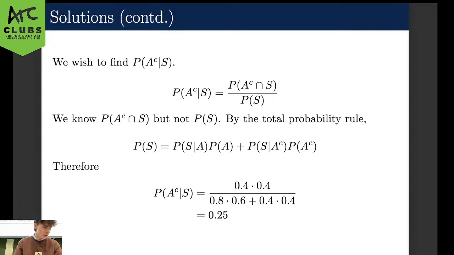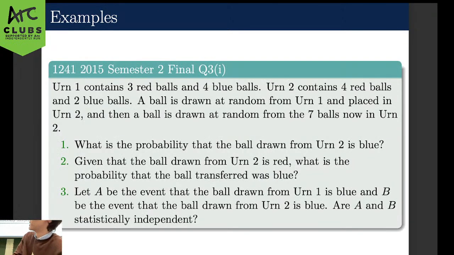So now, moving on to a little bit more of a difficult question. Say we have two urns, right? The first urn contains 3 red balls and 4 blue balls. And the second urn contains 4 red balls and 2 blue balls. Now, 1 ball is drawn at random from the first urn and placed into the second urn. And now we draw a ball at random from the second urn.